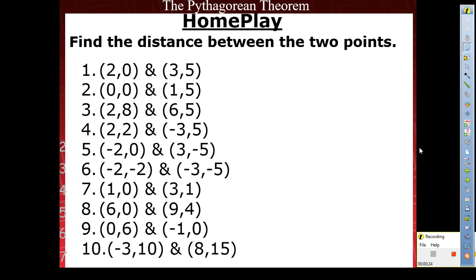Pythagorean Theorem. Pythagorean Theorem. Nice.